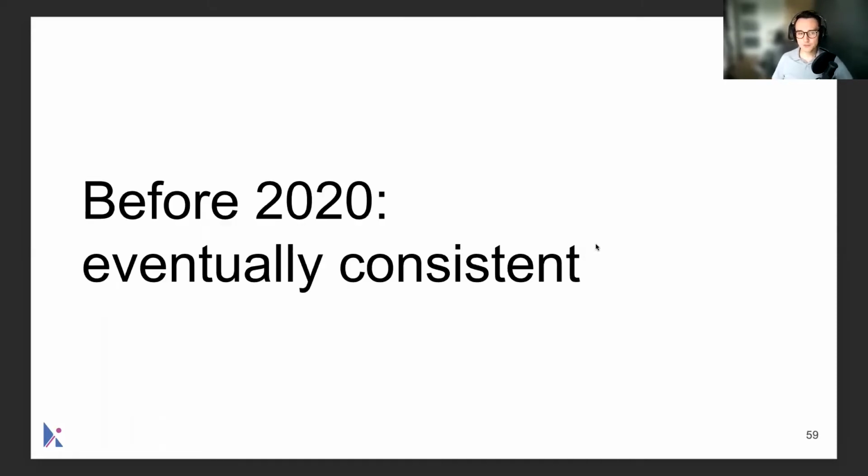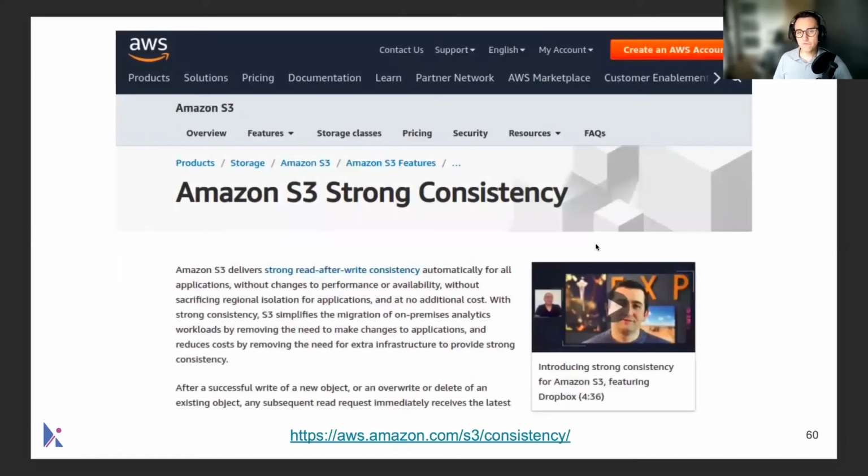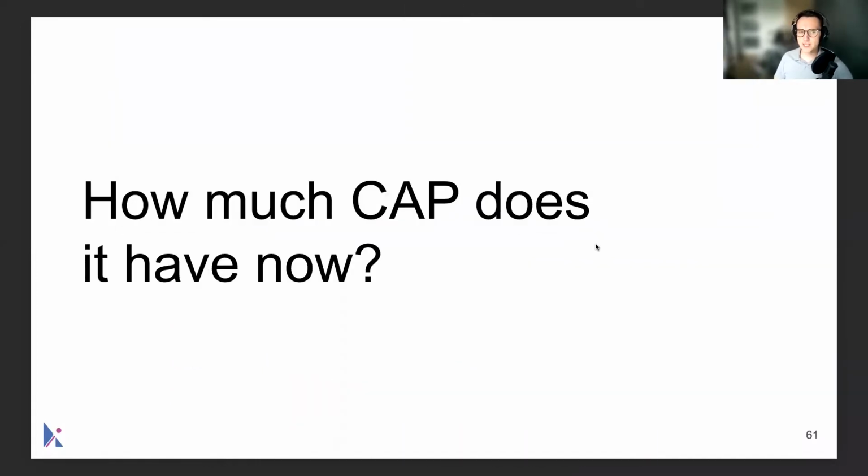However, before 2020, S3 was known for being eventually consistent. So it was a completely normal thing that after putting an object into the bucket, it was not immediately visible. So the changes being done to the objects were not immediately visible. However, things changed at the very end of 2020, when the S3 team announced something called, here on the blog, a strong consistency. And when I saw strong consistency, it immediately made me think, how much CAP does it have now? What does this strong consistency mean? Is it the same as linearizability? How much can we get from using S3?